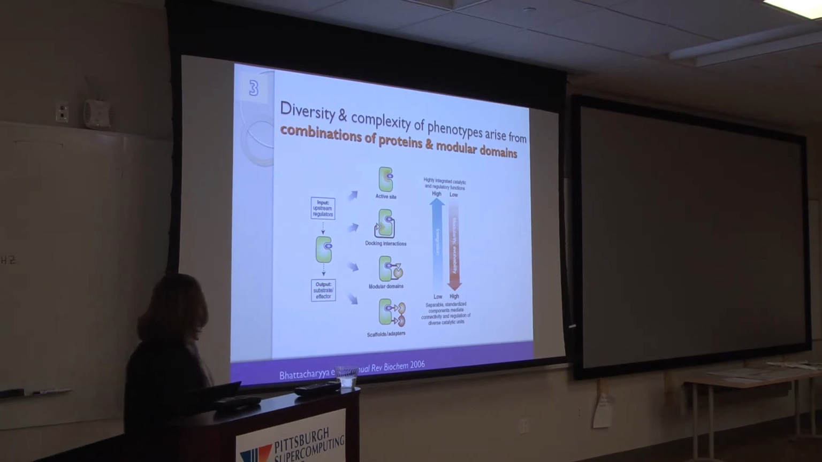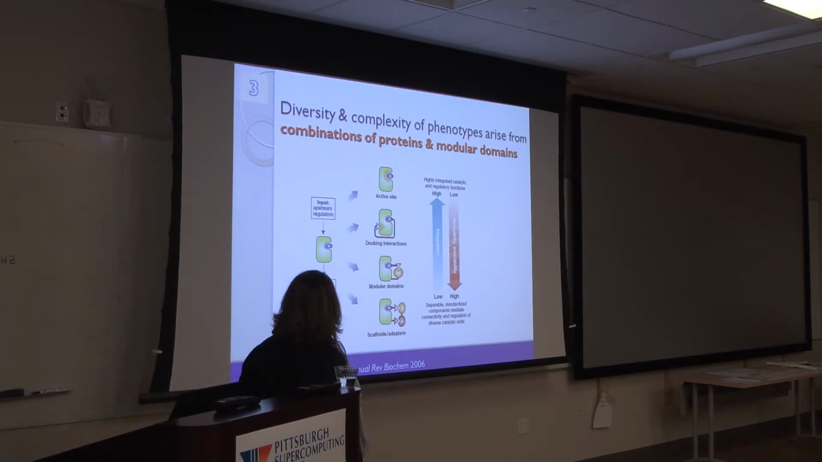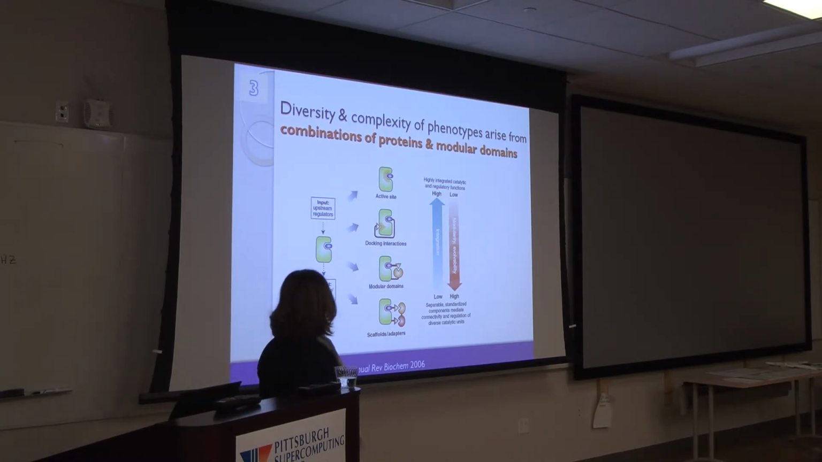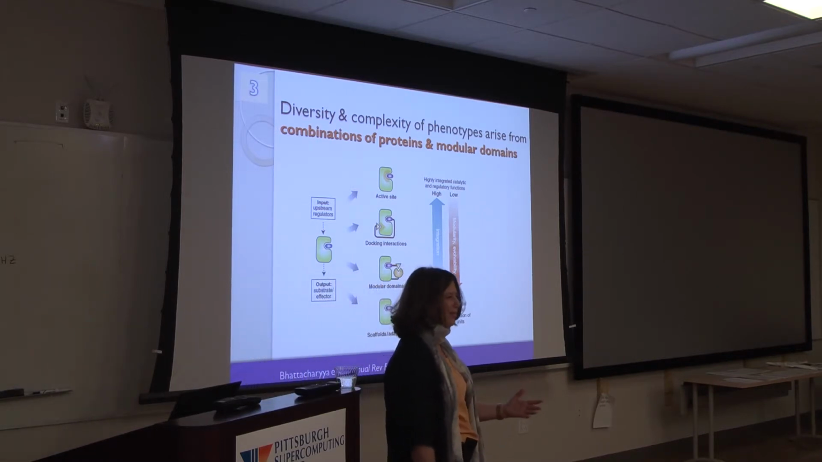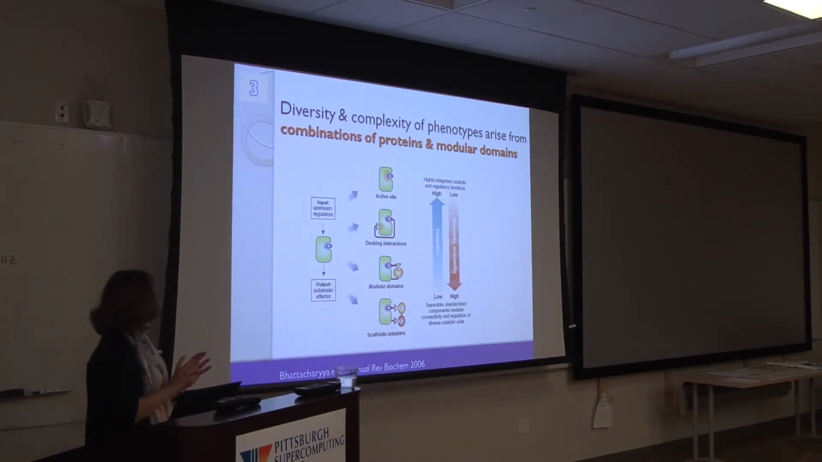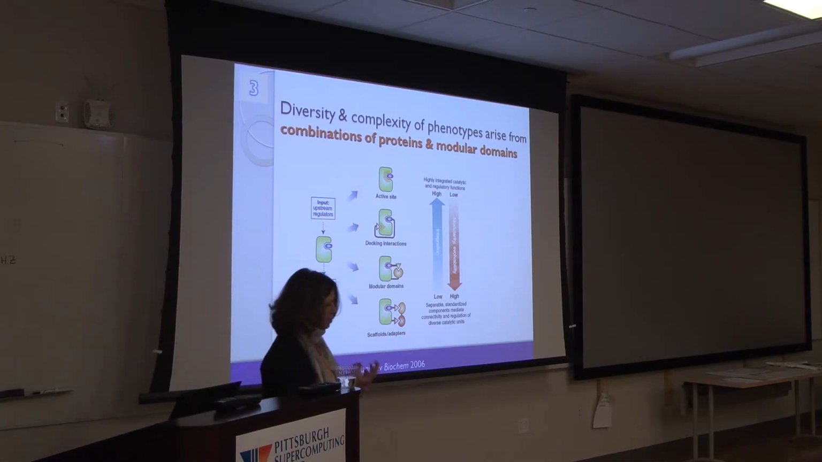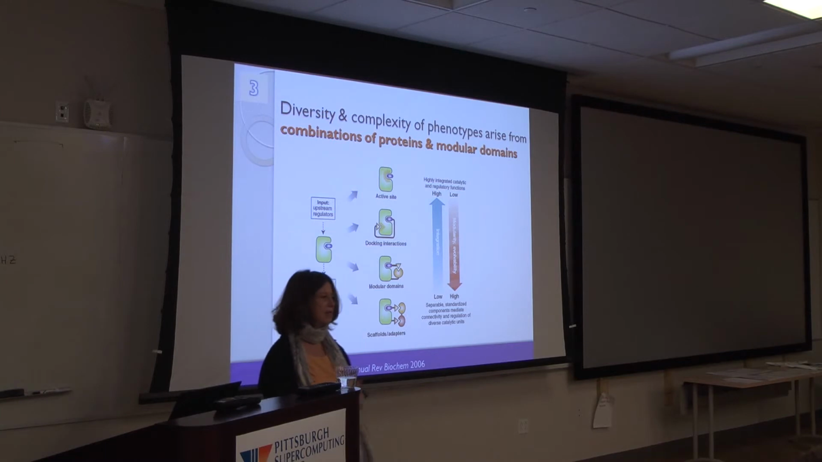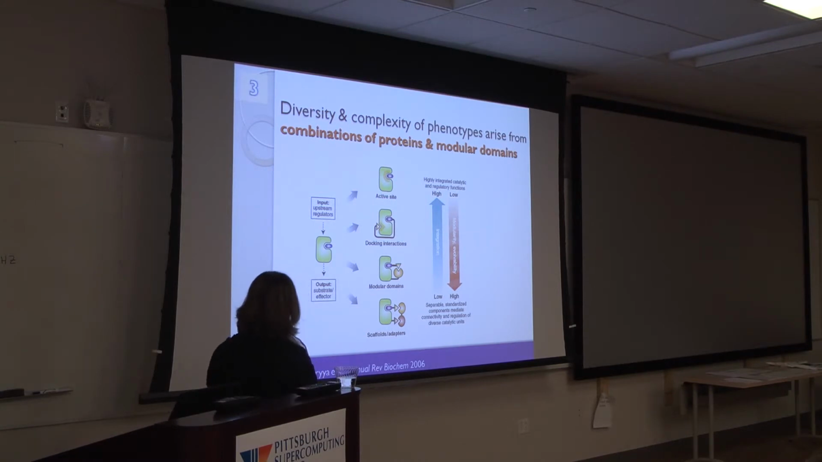Other important concepts. What a complicated sentence: diversity and complexity of phenotypes arise from combinations of proteins and modular domains. Let me translate. The proteins themselves, by themselves, are not so complicated. But now you have many combinations of different domains or proteins. And you know how things grow exponentially when you start to combine things. These combinations confer those specificities.